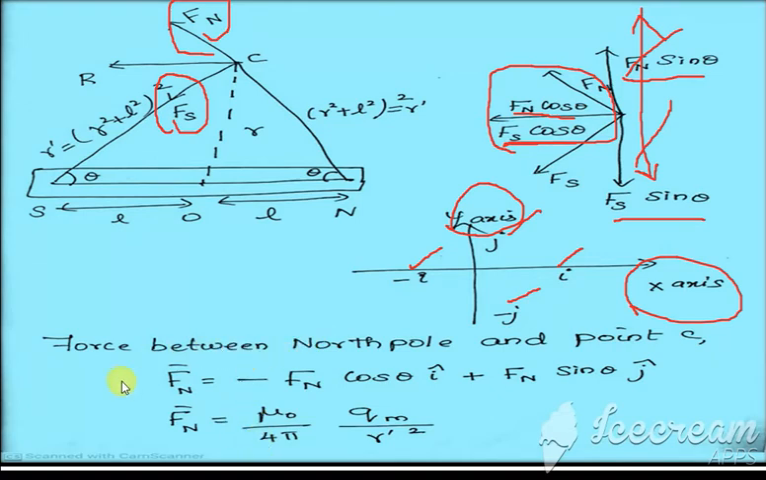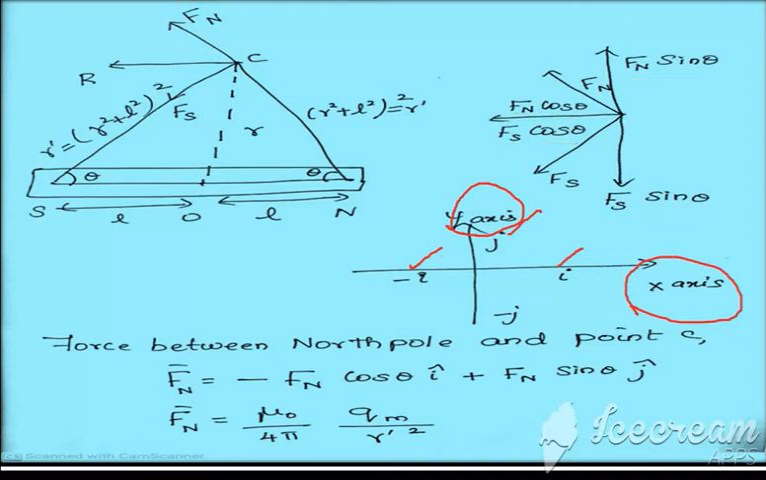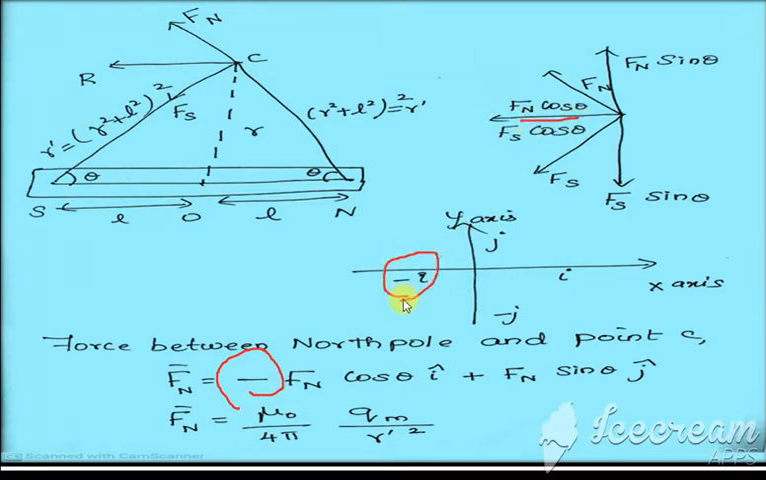So first for Fn, I am writing Fn is equal to Fn cos theta plus Fn sin theta, and as we know the formula, mu naught by 4 pi into Qm divided by r dash square. So this is for Fn. Same way when you are writing for Fs, so Fs can be written as what? Why I am writing minus here is, see here, this is Fn cos theta. So Fn cos theta is along what direction? Minus x-axis. So I am writing minus here. And same way for Fn sin theta, it is along positive j, and so I am writing plus j.